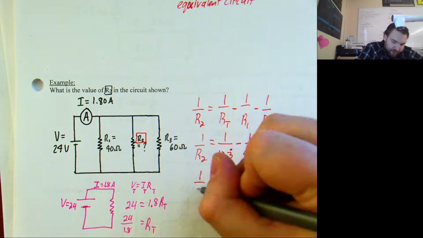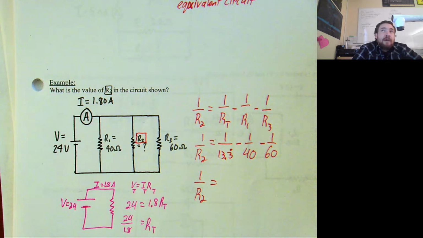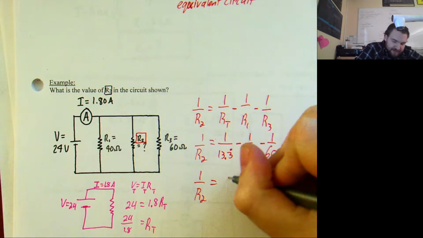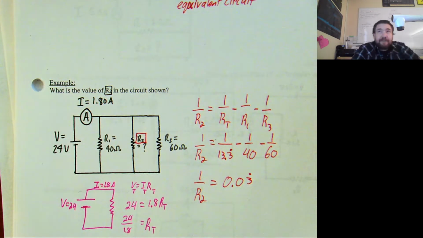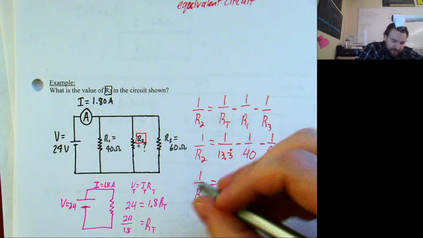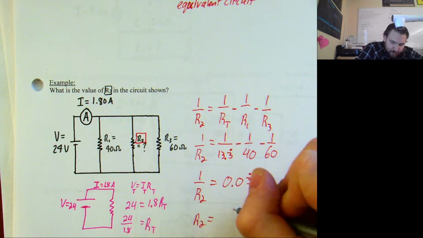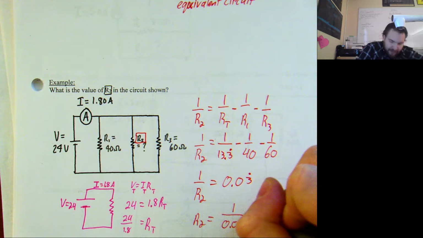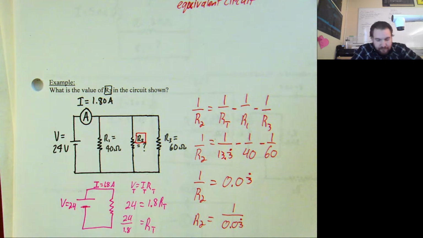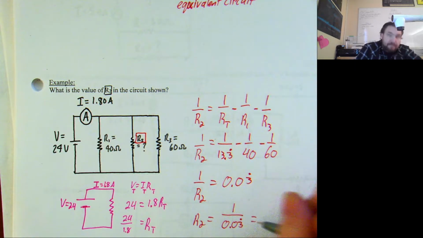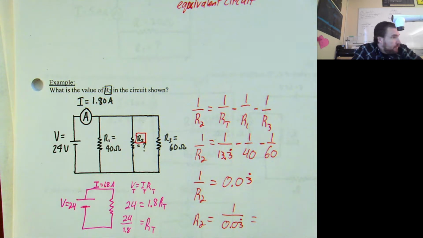So what is that? 1 over R2 is going to equal what value? 0.030303, or 0.03 repeating. But I don't want 1 over R2, I want R2. So that's going to equal 1 over 0.03 repeating, which is what? It's 30.